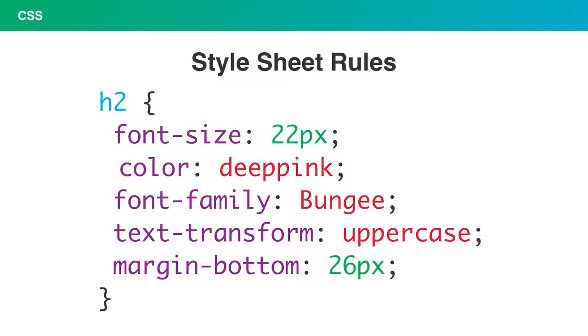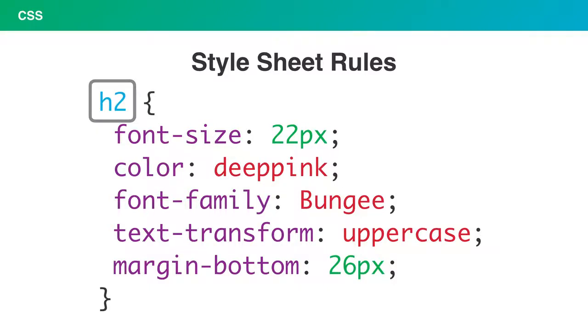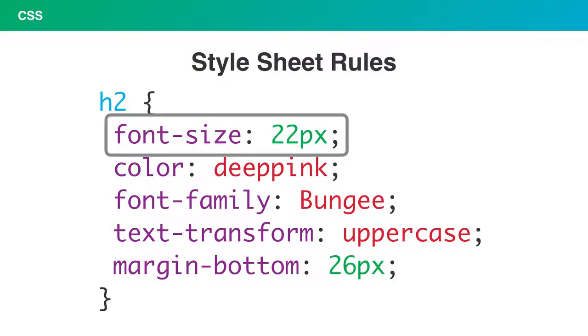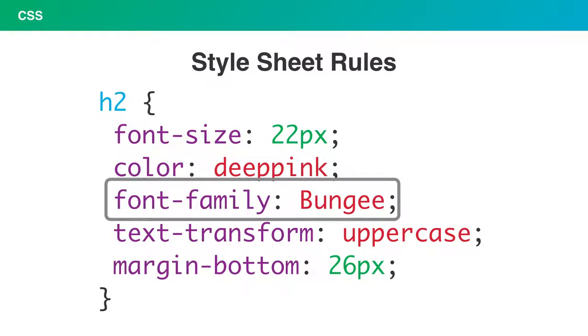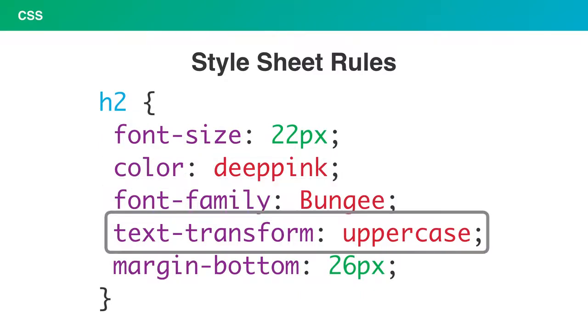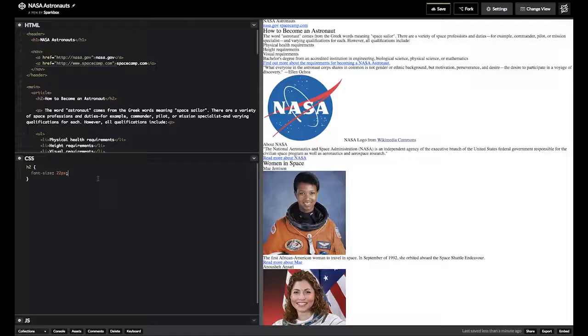A CSS style can have as many property value pairs as you want. In our case here, we want all of our H2 elements to not only be 22 pixels, but we want them to have a certain color and font. We also want them to all be uppercase and have some extra space below them. With that, let's finish styling our H2 elements.